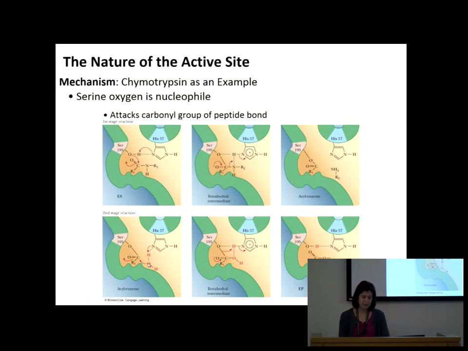So in the hydrolysis of an ester, the oxygen of the water acts as a nucleophile to attack the carbon of the carbonyl.